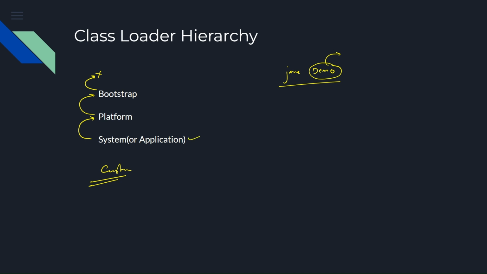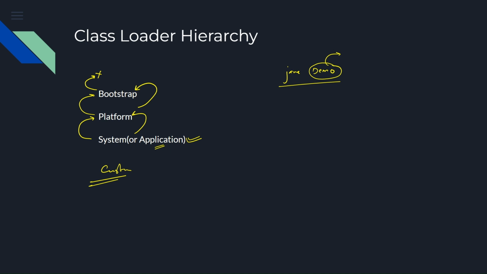So this class loader will be consulted first. Now when the system or application class loader receives a request to load the demo class, it will not load the class immediately. It will ask its parent, "Hey parent, do you have the class for the demo?" The parent will say, "No, I don't, let me check with my parent." So it will go to the Bootstrap.